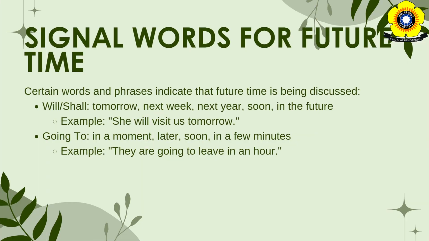Signal words for future time are certain words and phrases that indicate that future time is being discussed. For will or shall, those are tomorrow, next week, next year, soon, and in the future. Example: She will visit us tomorrow. For going to, those are in a moment, later, soon, in a few minutes. Example: They are going to leave in an hour.